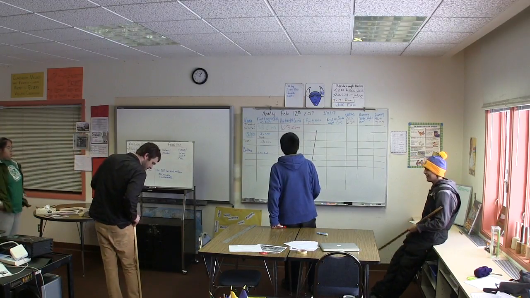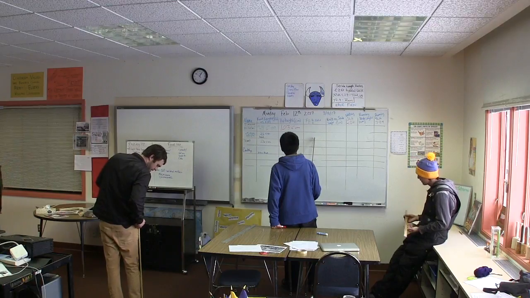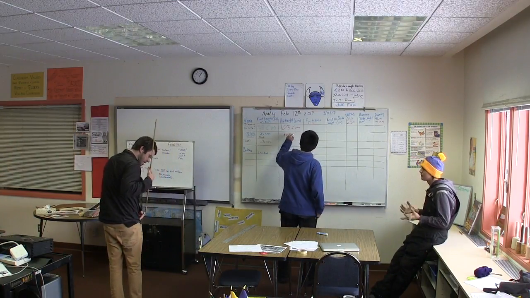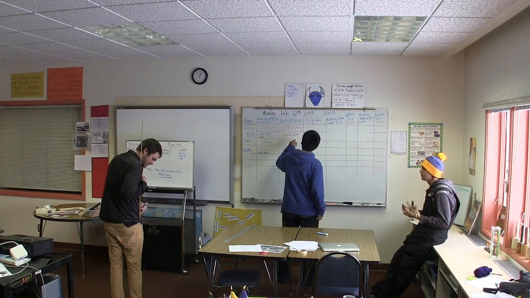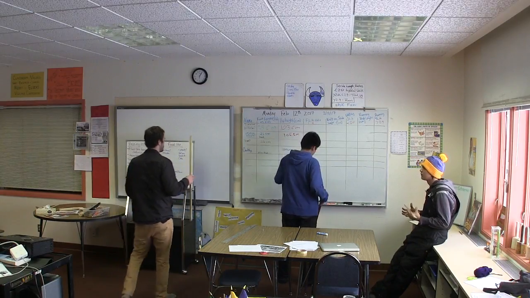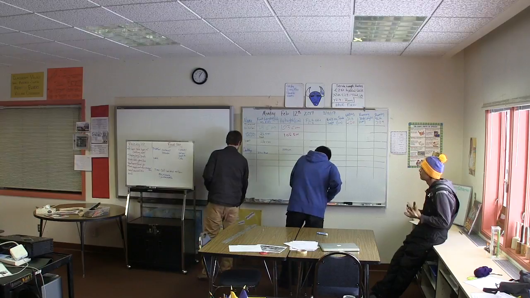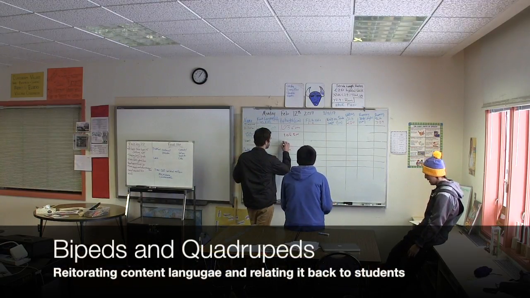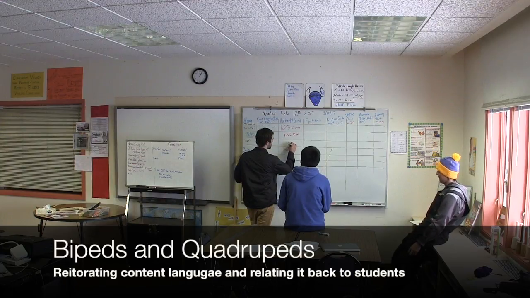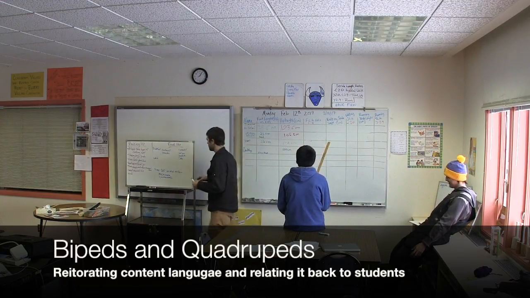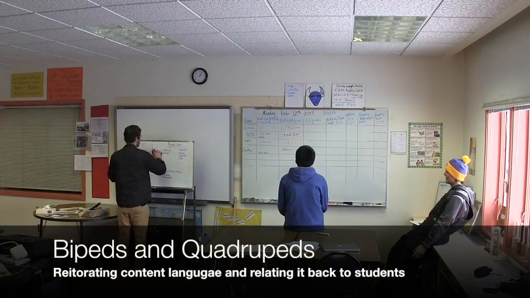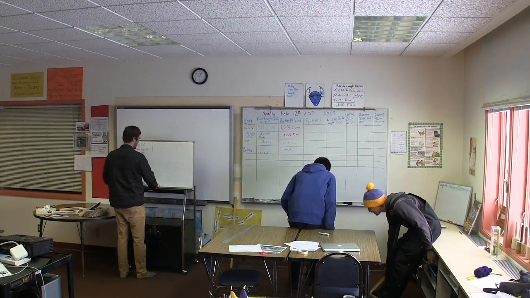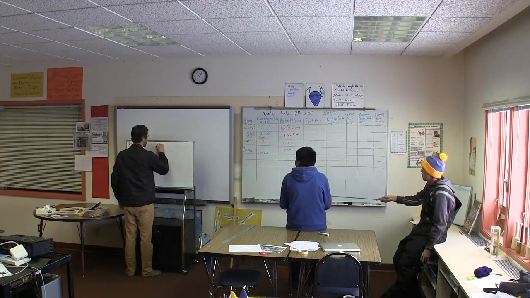So we learned a new term. Or we didn't learn it, some of you guys actually knew what it was. It was bipedal. What does bipedal mean? Unlike a four-legged creature, two-legged. Oh yeah, two-legged. Yeah, so we have bipedal.